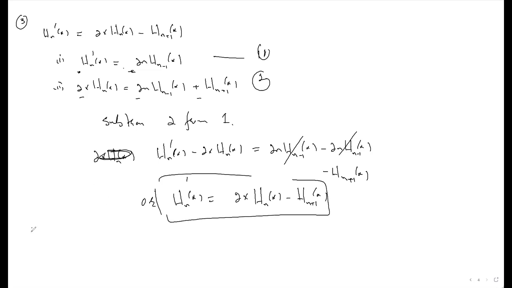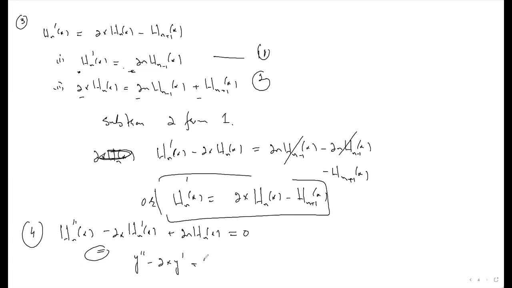Quickly, we are running out of time. I have another one, that is h n double prime of x minus 2x h n prime of x plus 2n h n of x is equal to 0. Now, if you remember your original Hermite differential equation, what is it? It is y double prime minus 2xy prime plus 2ny is equal to 0, isn't it?